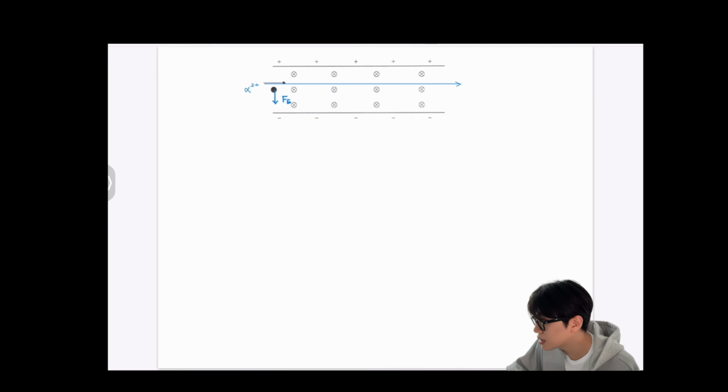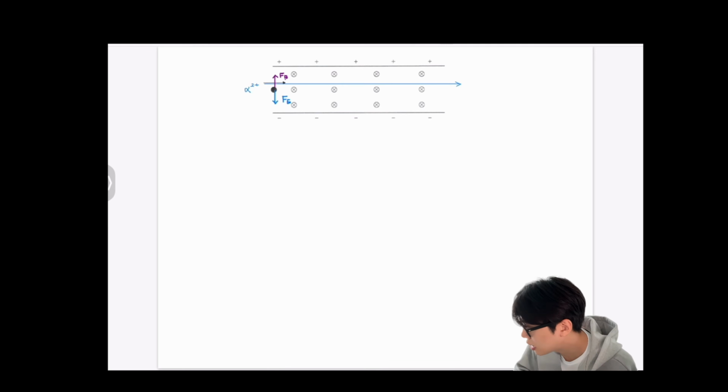However, it does not deflect because of the magnetic field. If you think about Fleming's left-hand law, you will see the magnetic force is applied upward. Because the magnetic force equals the electric force, it does not deflect, it just goes in a straight line. Okay, so in question C, they say calculate the magnitude of the magnetic field.